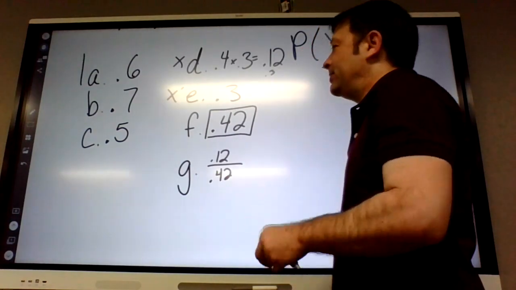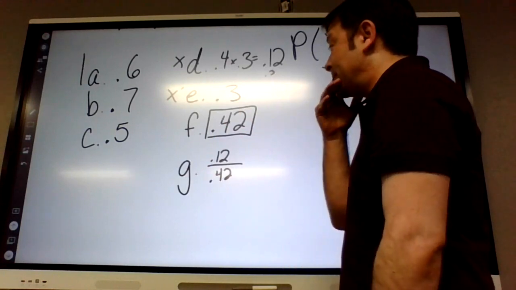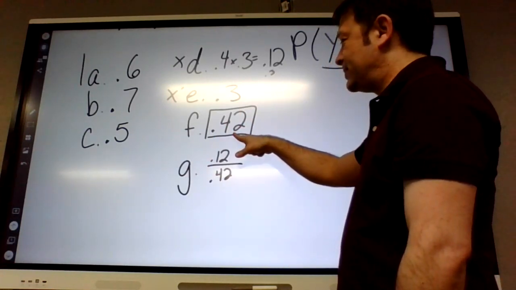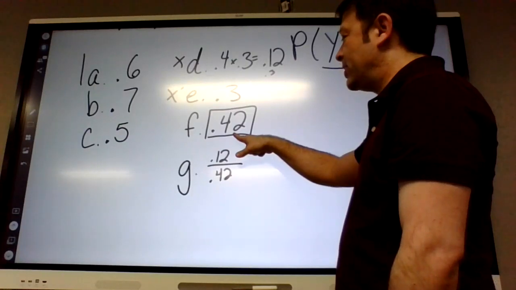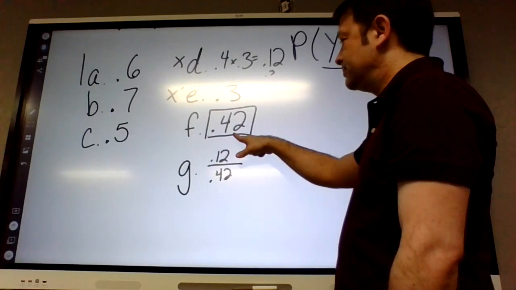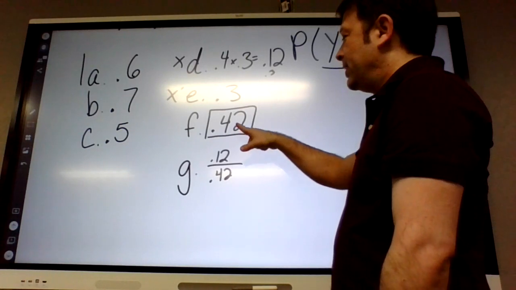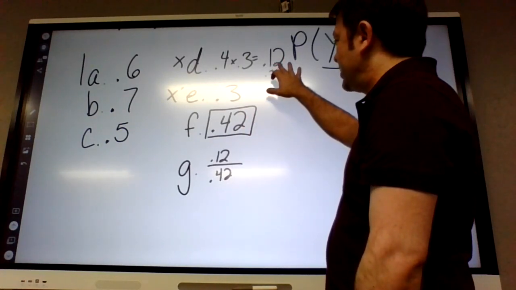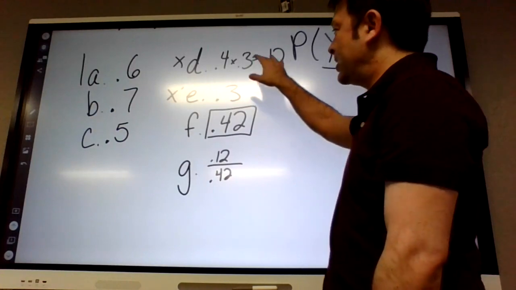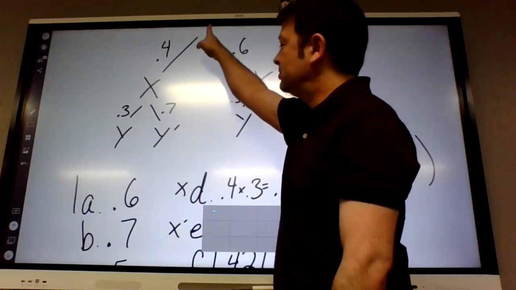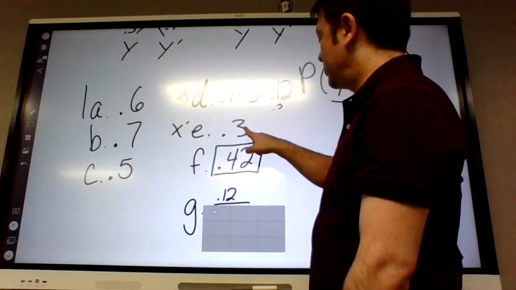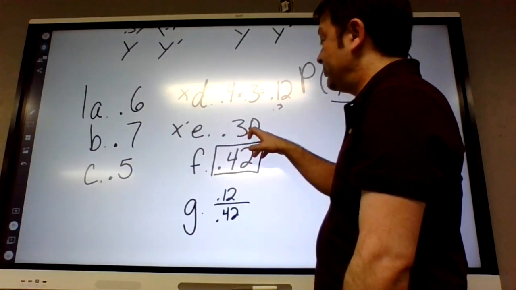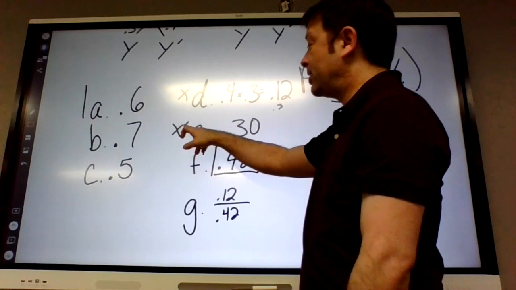Okay, let's say that we did this little experiment 100 times. And 42 of the times we got a Y to come out. 12 of those times it came through the X route. And 30 of the times, 0.3 is like 0.30, 30 of the times it came through the X prime route.